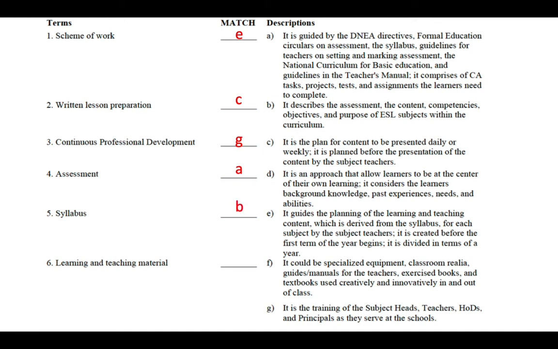Syllabus is B. Description of the assessment, the content, the competencies, objective, and purpose of the ESL subject within the curriculum. And then learning and teaching material, that is F. It could be specialized equipment, classroom, realia, guides, manuals for the teachers to use, exercise books, textbooks, used creatively and innovatively inside and outside the classroom to help with the learning and teaching of the content. All right, so that's what we have.